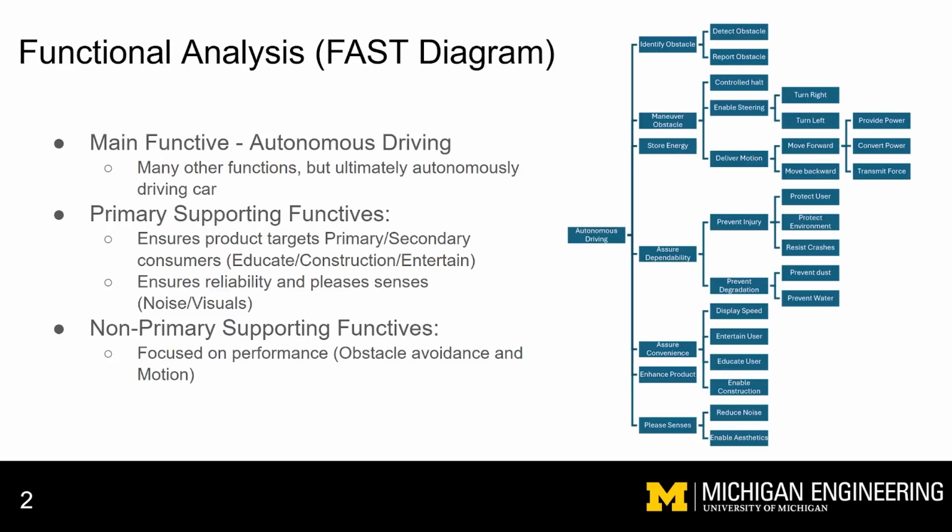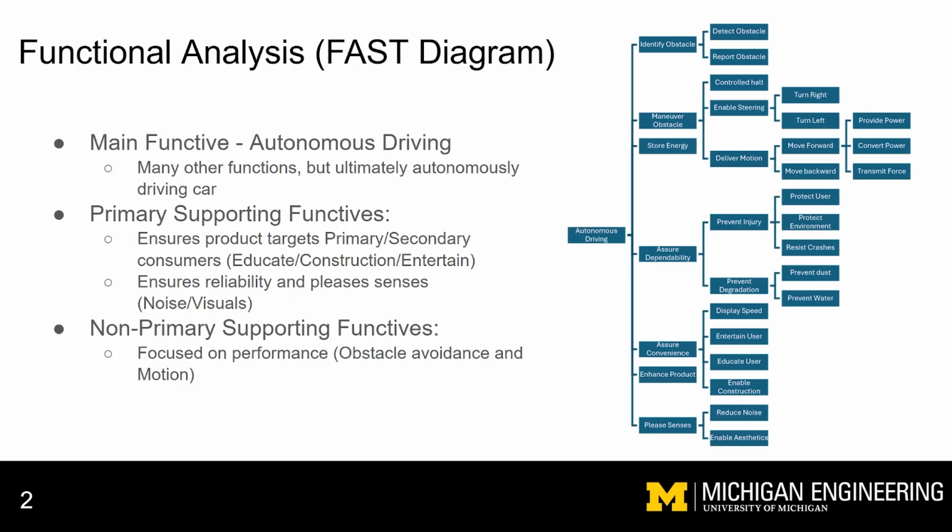Okay, moving on to the functional analysis or the FAST diagram of the RC car. The main functive is autonomous driving. There are many other functions, but ultimately this is an autonomously driving car. Looking into the primary supporting functives of the FAST diagram, this ensures that the product targets our primary and secondary users, which include educating the user, making sure that this thing is constructible, and also entertaining the user.